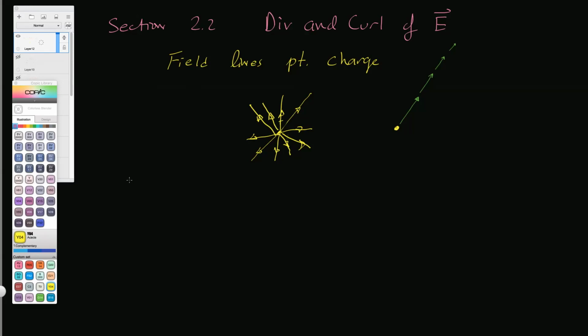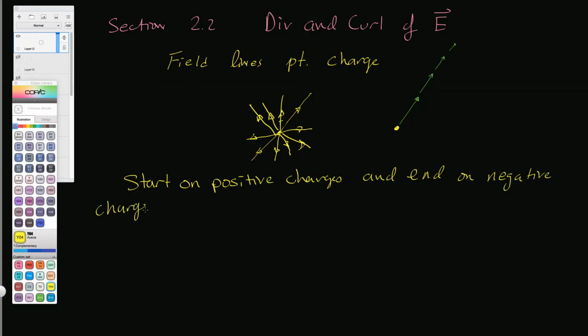Field lines start on positive charges and end on negative charges. All right. So if I were going to draw field lines for a plus charge and a negative charge, the field lines would come off of the plus charge and end on the negative charge.